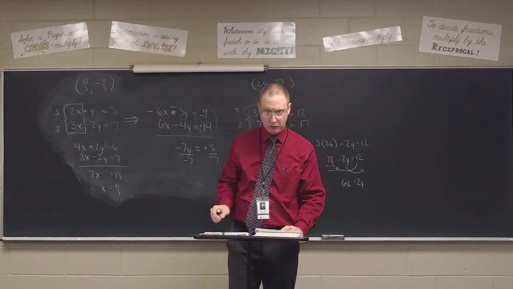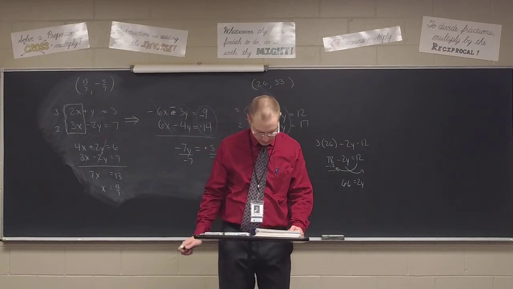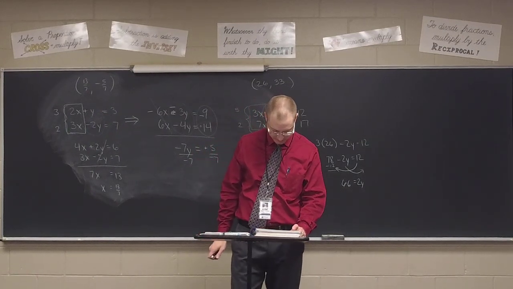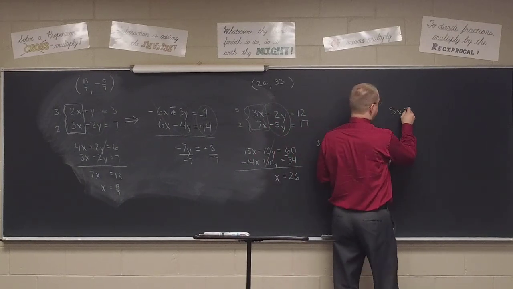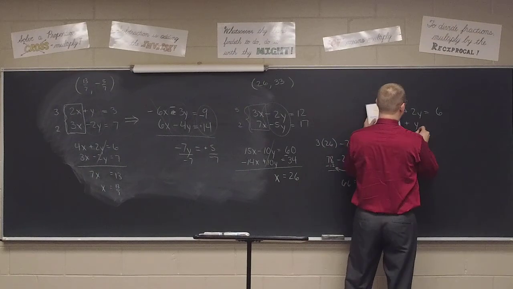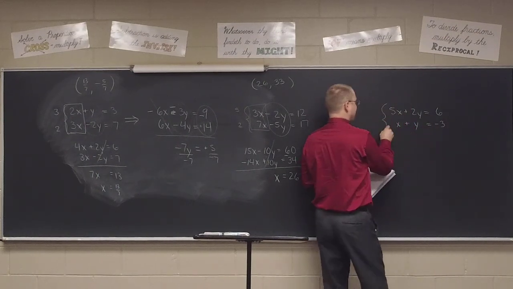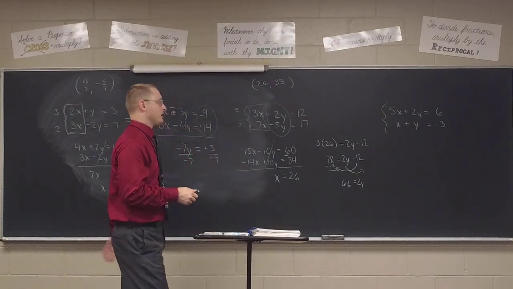What did you get for 24, Noah? 10 and a half and negative 3. Interesting. Okay, let's take a look at 24 here. We've got 5x plus 2y is equal to 6, and x plus y is equal to negative 3. Let's have Noah start out. What do we need to do?